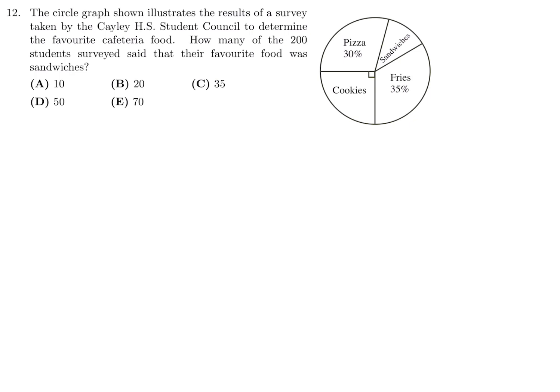The circle graph shown illustrates the results of a survey taken by Cayley High School Student Council to determine the favorite cafeteria food. How many of the 200 students surveyed said that their favorite food was sandwiches? Well, pizza is labeled already as 30%. And in terms of a number, remember it's 200 students, so 30% of 200 is 60 students.